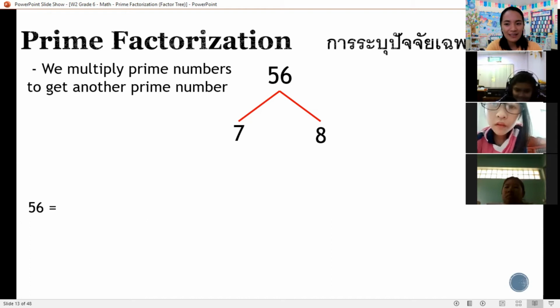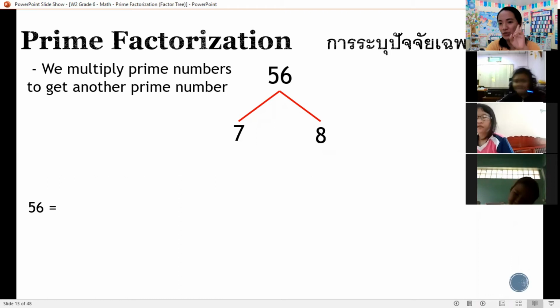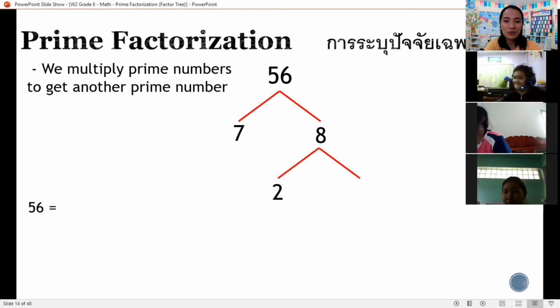It's 7. Are you sure? 8. 8. Because 7 is a prime number. Why? We only have 2 factors, 1 and 7. And for 8, we have many factors. Now let's look at this one.